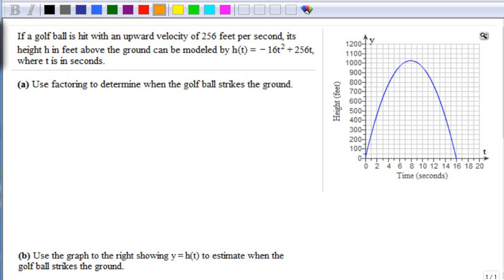In this example, we're going to look at an actual application to a polynomial equation. This specific equation, if you notice, has degree 2. By the way, equations with degree 2 are called quadratic equations, and they're going to be studied in detail in a future chapter.